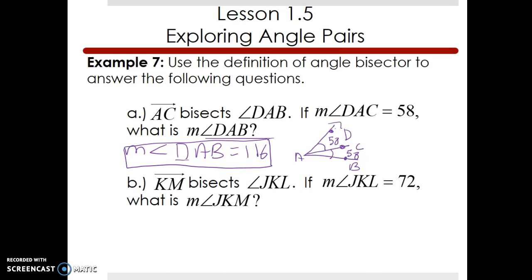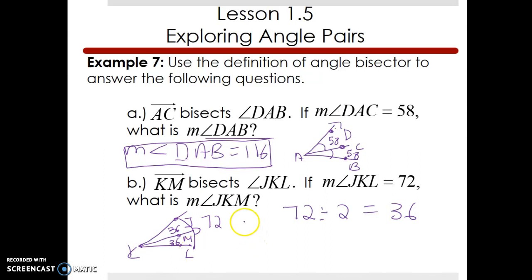And over here, KM, so let's draw this. You have J, K, and L, and KM bisects it. JKL, so the whole angle is 72, so it's asking for the half of it. Again, bisects means both of them are going to be equal, so I'm going to do 72 divided by 2, which gives me 36. So individually, they're 36 to give me the big 72. So the measure of angle JKM equals 36. So this is the end of the lesson for 1.5.